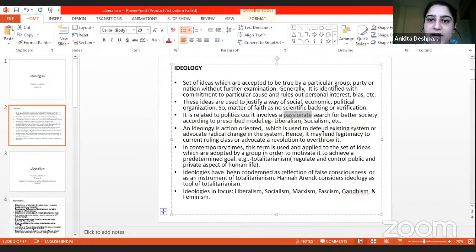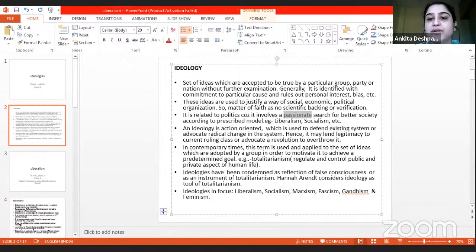That's the reason why ideologies come up, because they are not happy with what is, so they really want to bring about a particular change in a society. And of course, a positive change. Nobody wants a negative change, everybody wants a positive change. So it's a passionate search for a better society according to prescribed models. Liberalism that I teach you today has its own models, socialism has its own models, Marxism has its own models. Ideology is action oriented, which is used to defend an existing system or advocate radical change in the system.